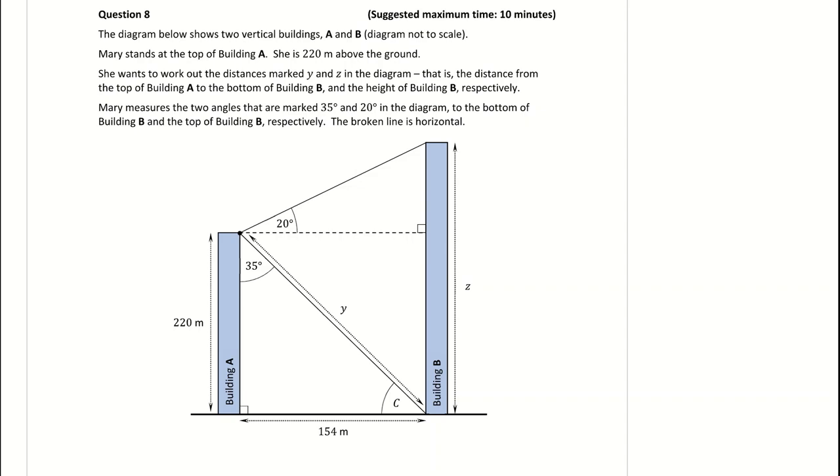So what I'm going to do is first look at this triangle, and get the height of this length here, just part of the height of the building. I'll call that Z1. Then I'm going to come to this triangle and get this length here, and then add those two lengths together, because I'm breaking it up into two triangles to make right angle triangles. You can see that these two angles are 90 degrees.